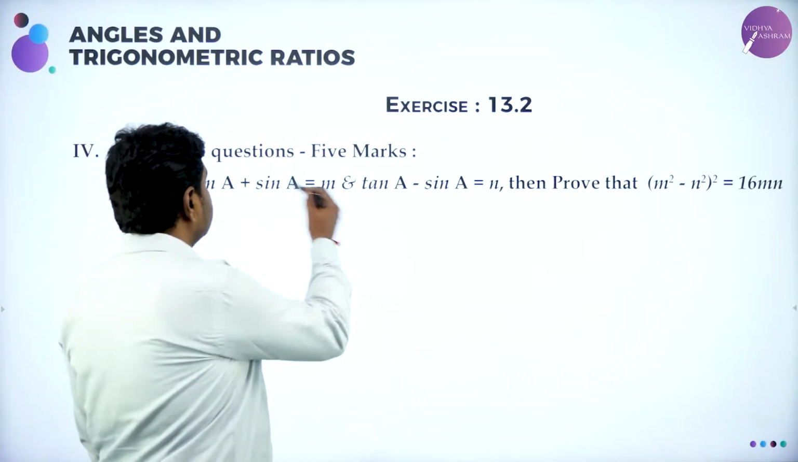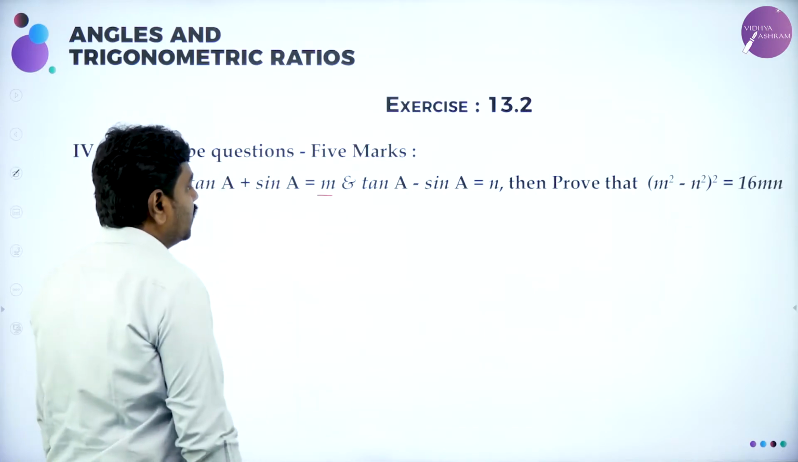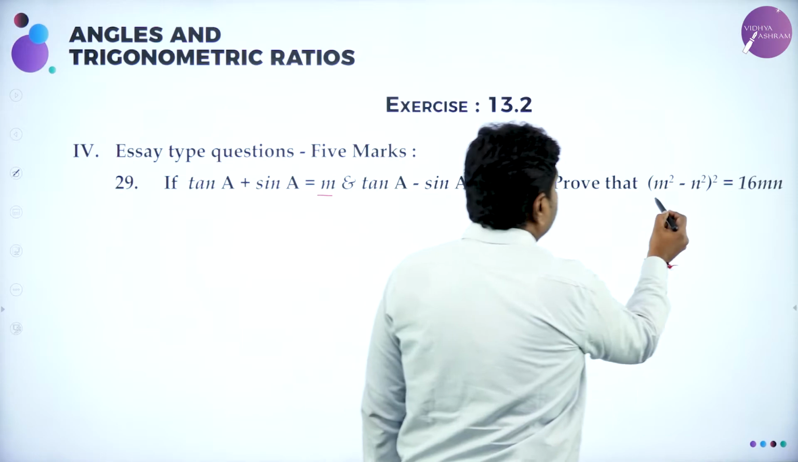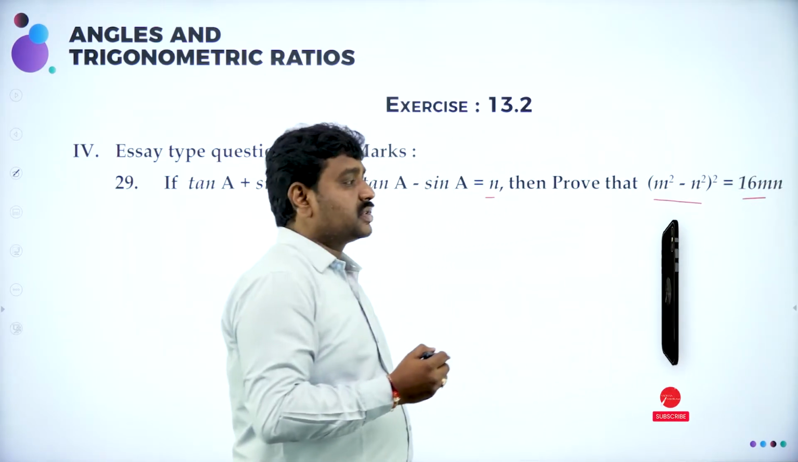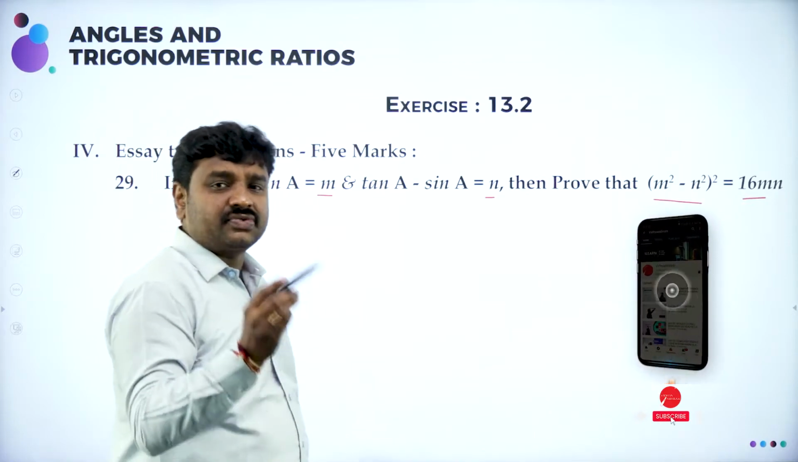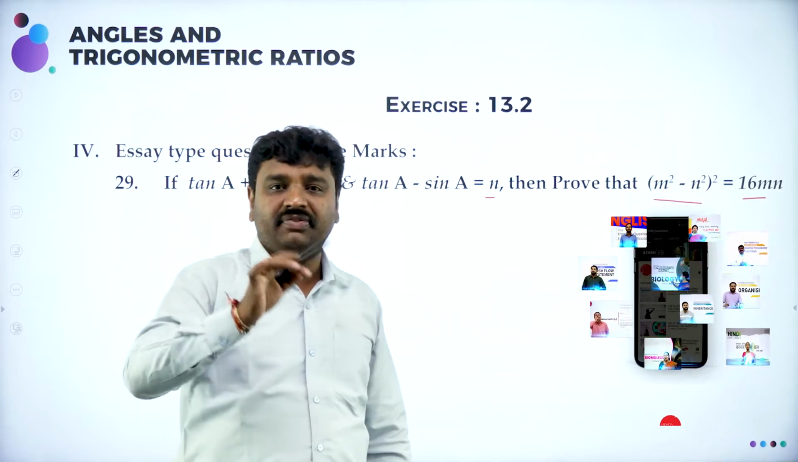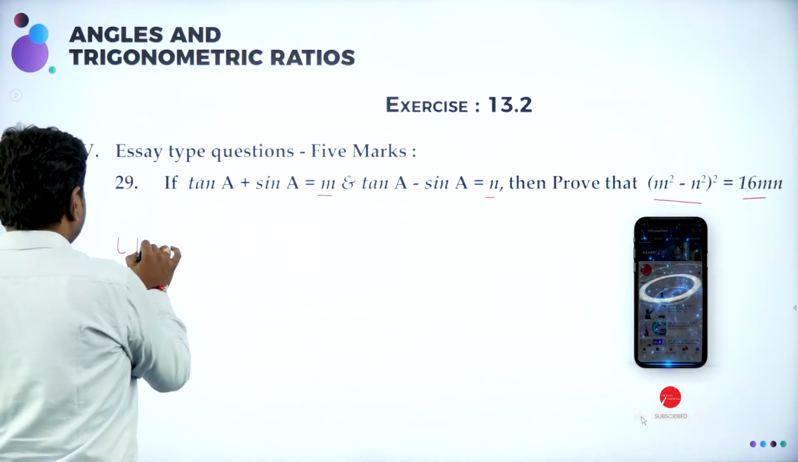So now 5 markers. If tan a plus sin a is m, tan a minus sin a is n, then prove that m square minus n square the whole square is equal to 16 mn. This is what they want you to prove. First we'll take LHS, we'll arrive at the result, then we'll take RHS and we'll simplify to arrive at the result. So let us take LHS.